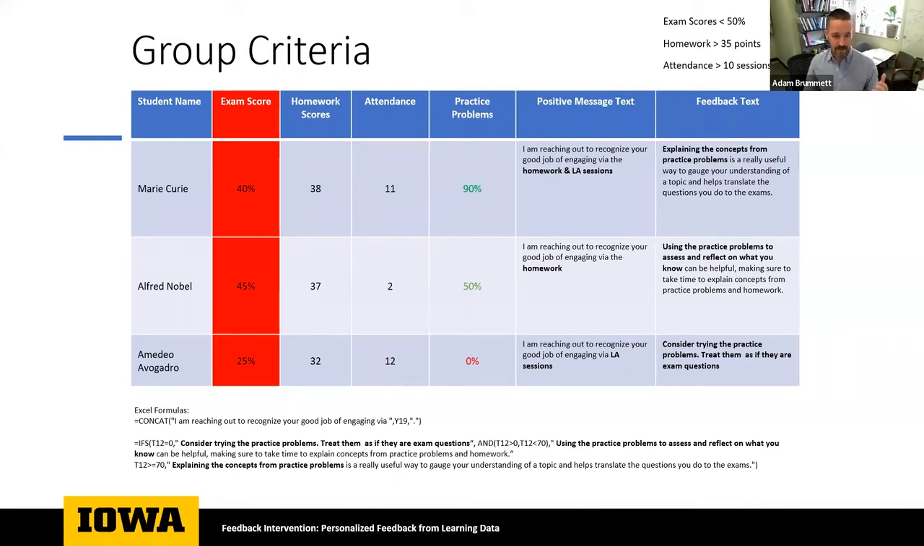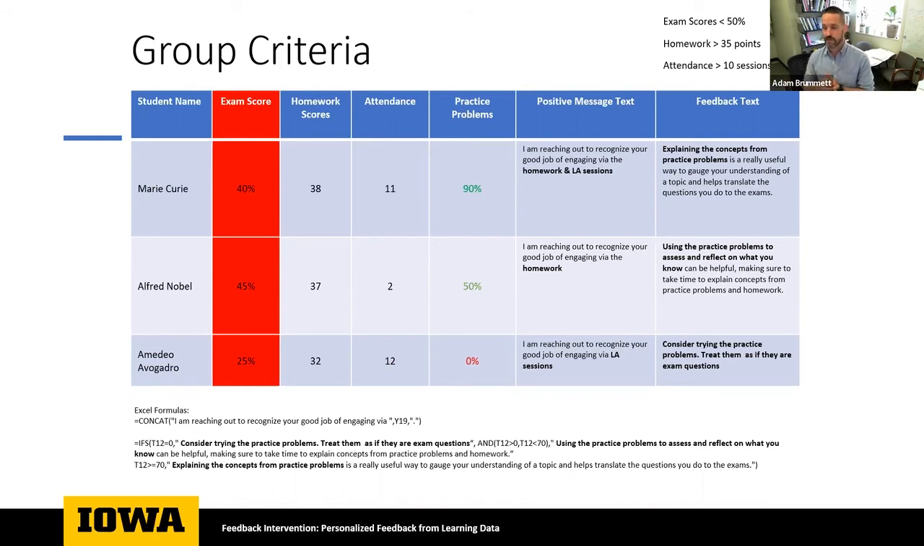You can see that I have a positive message and a feedback text as well. We try to find something that the student is engaging with, and we can set up an if-then statement and concatenation equations in an Excel file to say, if they're doing above this level for attendance or for practice problems, we want to include that as a positive thing the student is doing really well. But then for Marie Curie, who is engaged along the way, I don't have any feedback in terms of engagement, but rather in terms of using those resources and how to reflect back and gauge their understanding.